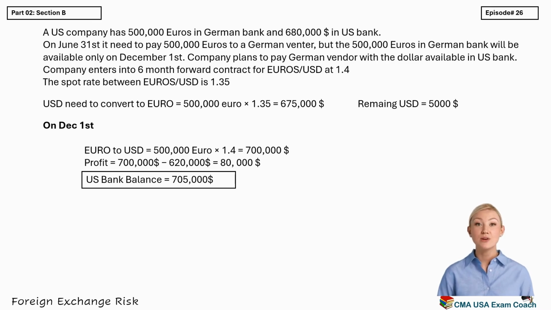It protected its euro balance using a forward contract at 1.4, which it used on December 1st. As a result, it received more dollars than it had originally spent, leading to a profit of $80,000. The final balance in the US bank account became $705,000. This is a great example of how currency swaps help companies meet obligations on time, manage exchange rate risk, and sometimes even generate profits through careful financial planning.